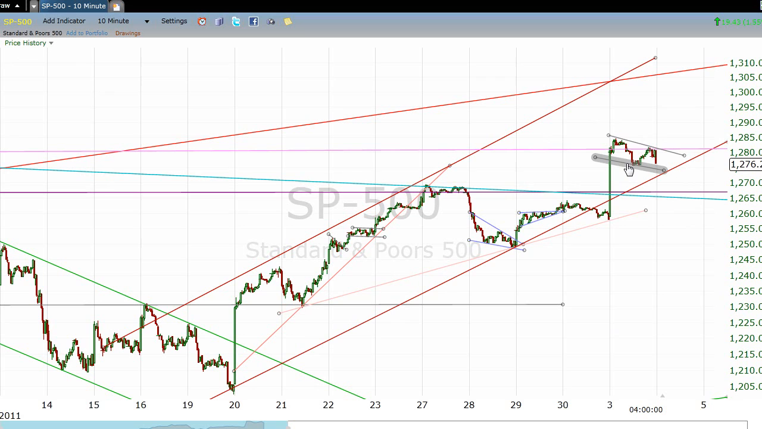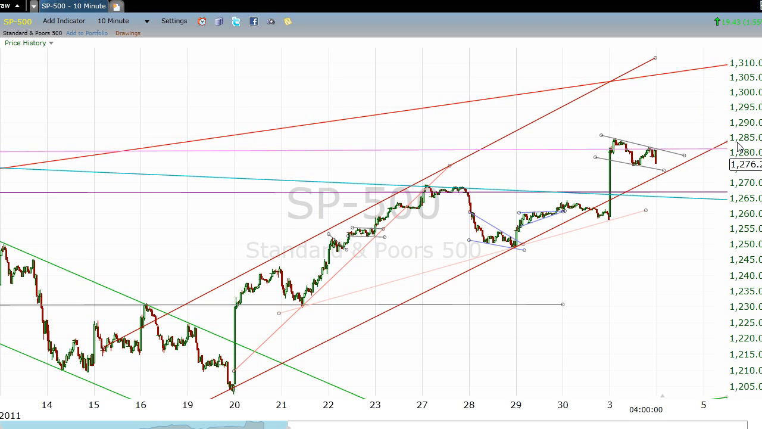This is very preliminary. Don't hold me to this. Top line I'm okay with. Bottom line I'm not. But this could be a little consolidation pattern here, and if we can get up over 1280 again tomorrow, then I think the market will head up, break 1300, head up to probably the low 1300s, where some resistance would be encountered here at this line.